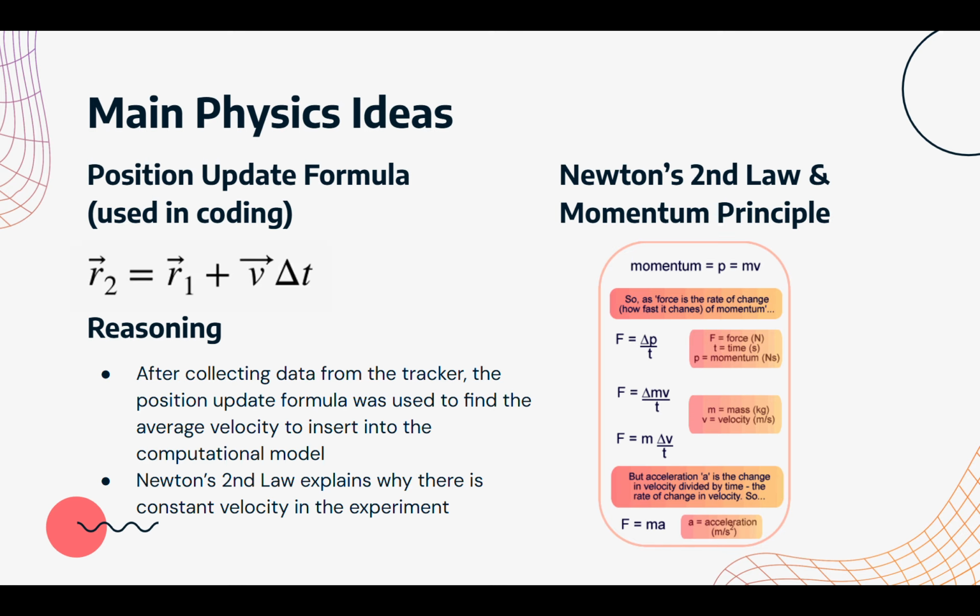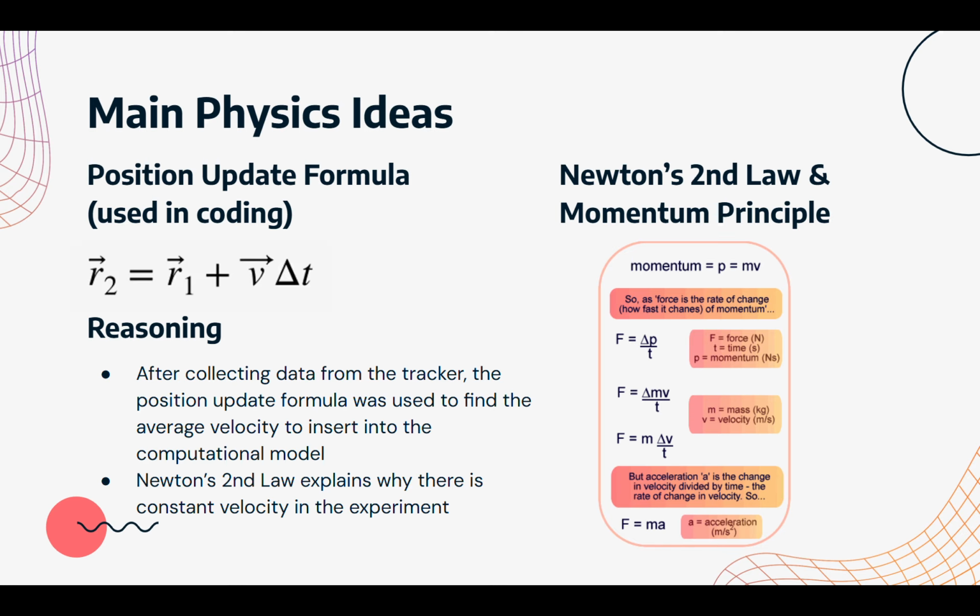In the lab, the object is pushed once and rolls at constant velocity. This is because there are no external forces, resulting in a net force of zero, no acceleration, as well as no change in momentum. Therefore, momentum is conserved according to Newton's second law and the momentum principle. This theory was supported by the experiment and the data.